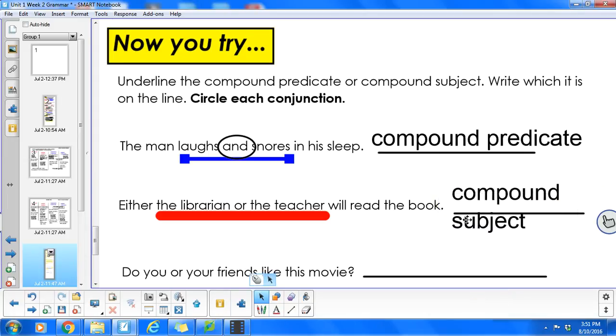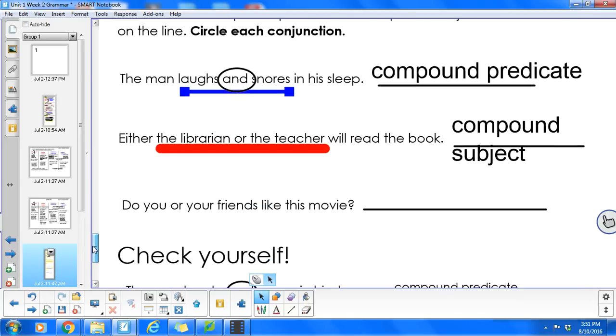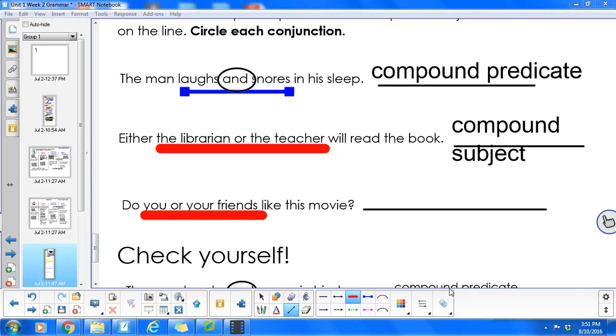Let's try one more. Do you or your friends like this movie? Well, we have myself in it, you, and your friends.